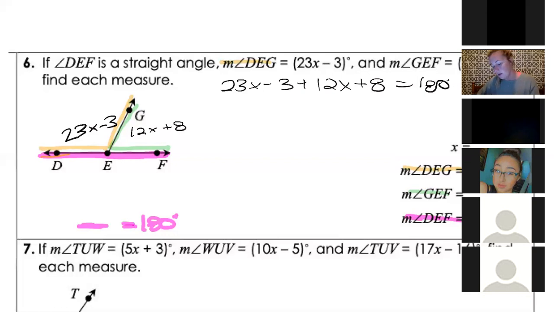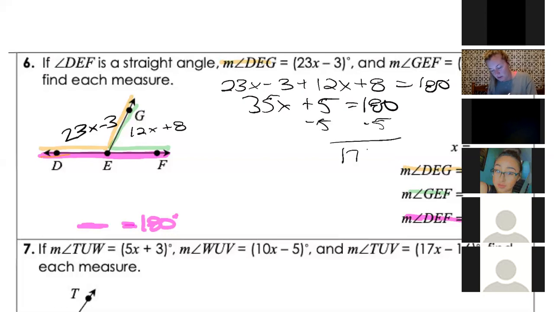So we just need to combine our like terms. We have 23 plus 12, so you end up with 35x. And then you have negative 3 plus 8, which gives you 5, and solve to equal 180. We're going to subtract 5 from both sides. This would be really difficult to do if you did not have a piece of paper. So it's important, especially when you go to take the knowledge check, that you have a sheet of paper.